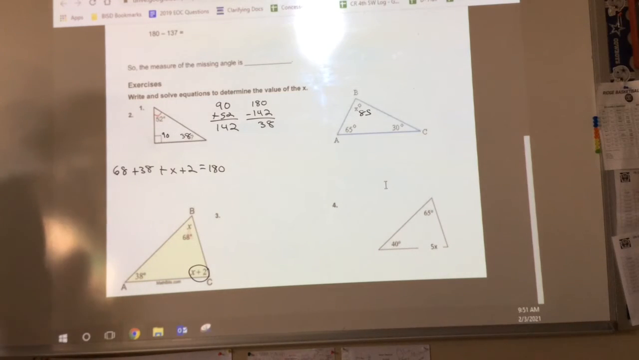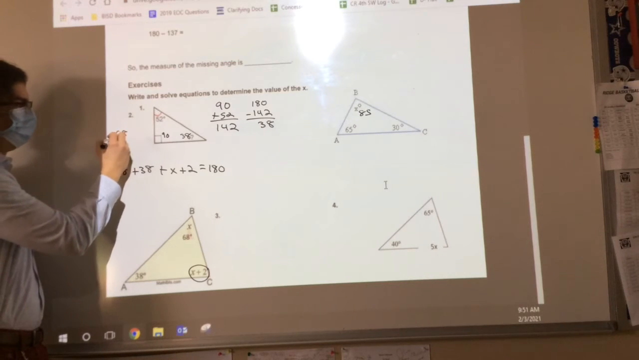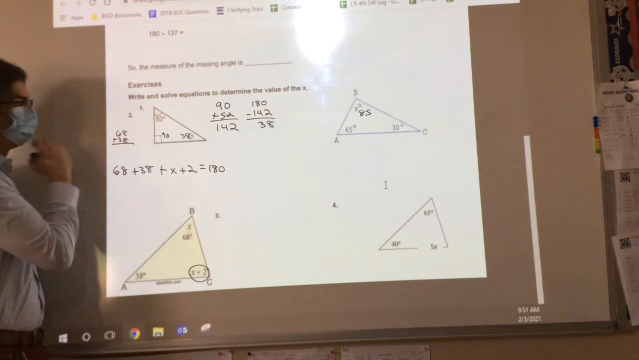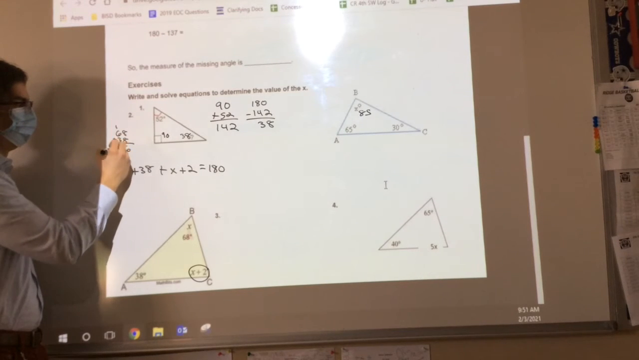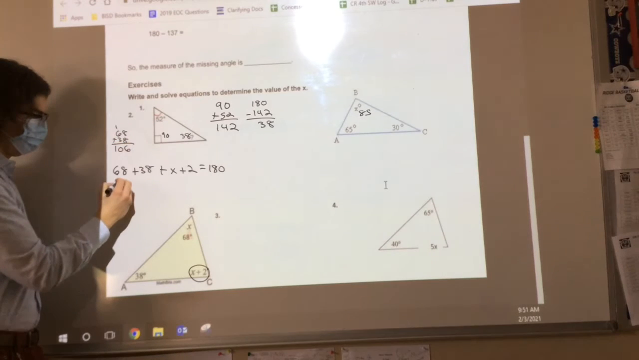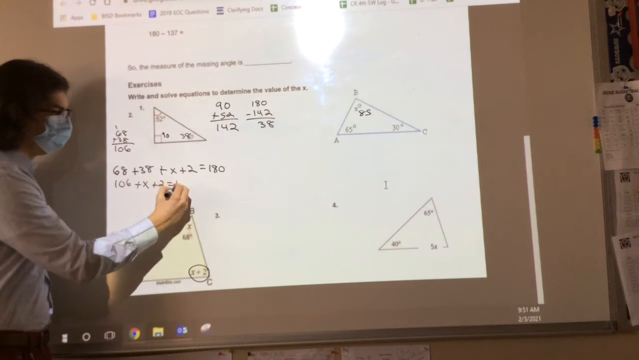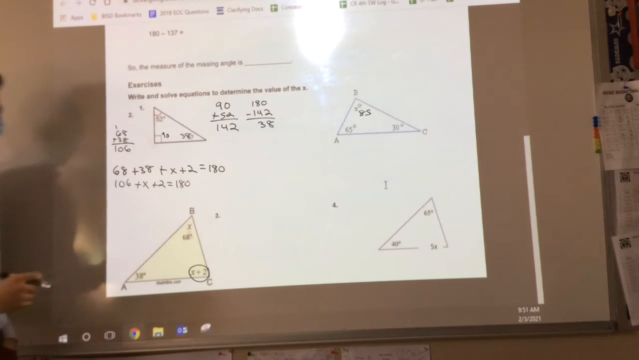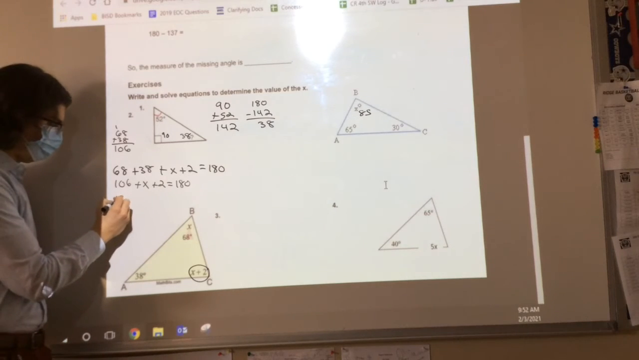So here's how we're going to solve this. We're going to do 68 plus 38. Can you guys tell me what that gives you? 106. So 106 plus x plus 2 equals 180. Well, can I add 106 and x together? No, because I don't know what x is. Can I add 106 and 2 together? Yeah. That's going to give me 108.